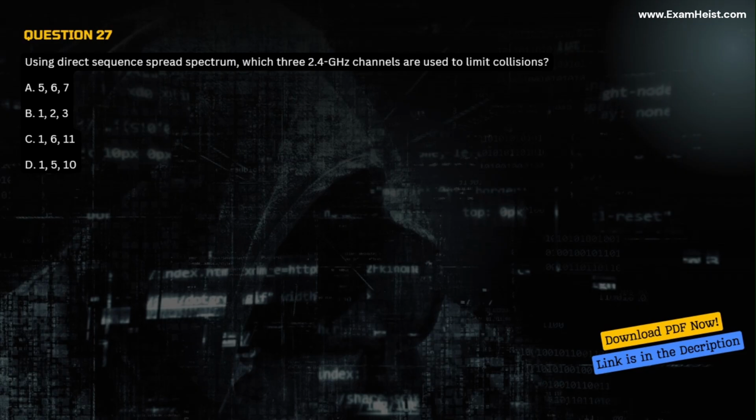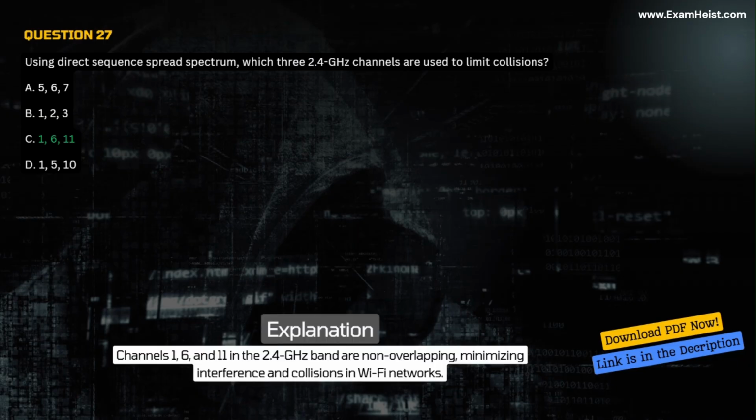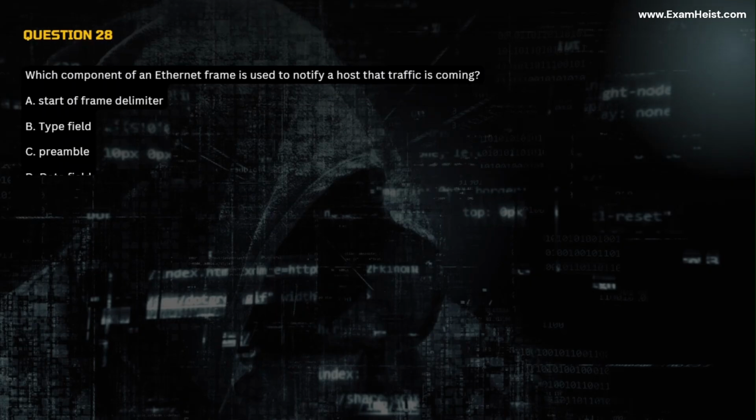Question 27. Using direct sequence spread spectrum, which 2.4 GHz channels are used to limit collisions? A. 5, 6, 7. B. 1, 2, 3. C. 1, 6, 11. D. 1, 5, 10. Correct answer C. 1, 6, 11. Explanation. Channels 1, 6, and 11 in the 2.4 GHz band are non-overlapping, minimizing interference and collisions in Wi-Fi networks.